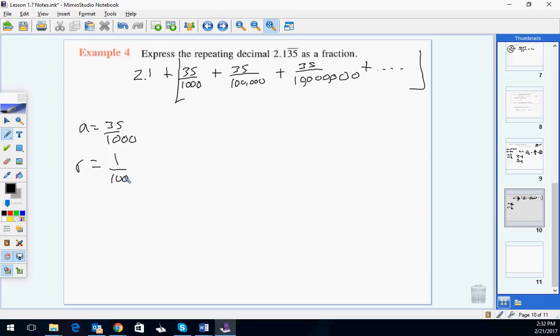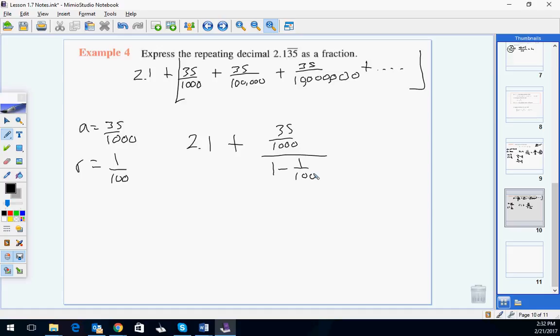Okay, so this is how you're going to write it. You're going to write 2.1 plus A, 35 over 1,000, over 1 minus 1 over 100. Questions? Yeah, that's still part of the value. We're cutting off a chunk of the value and we're going to add it back on at the end. We good?